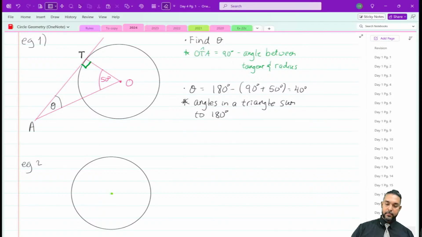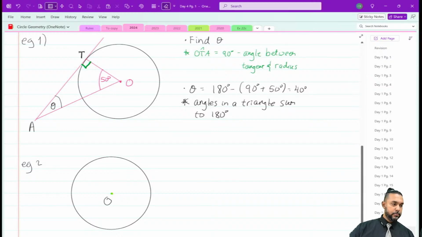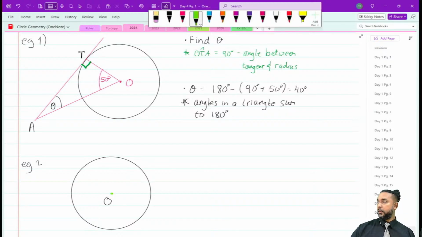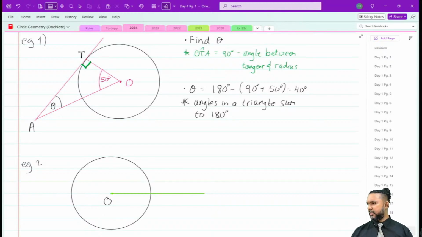Right. Let's say we have a center O. Okay, so we have this radius that is produced past the circumference, which I think is called... I thought it was a secant line, but I think a secant line has to go straight through the circle.